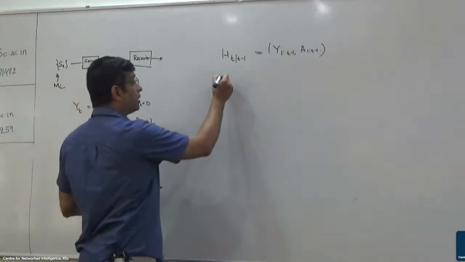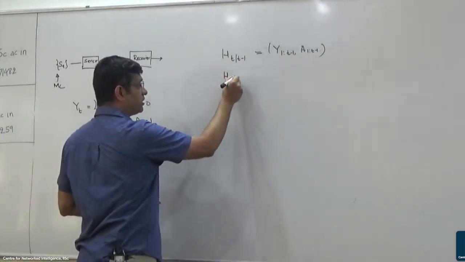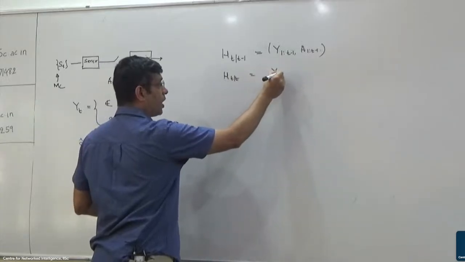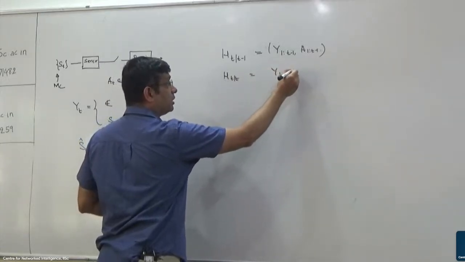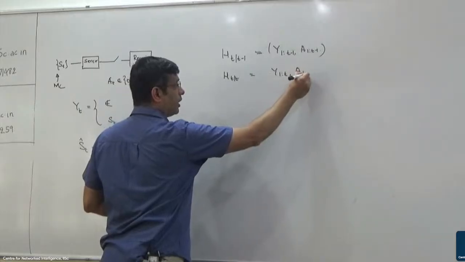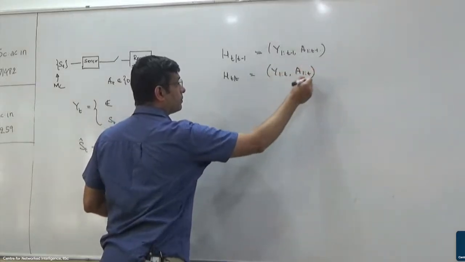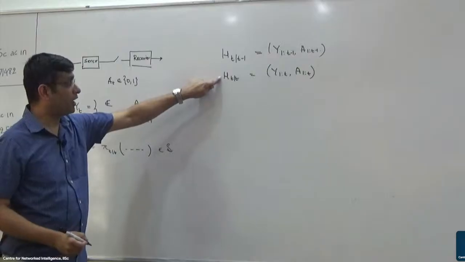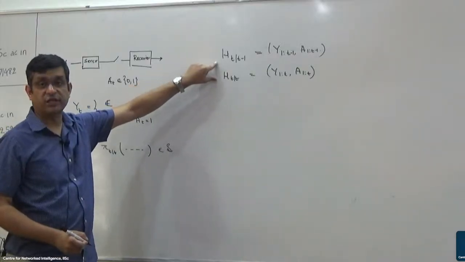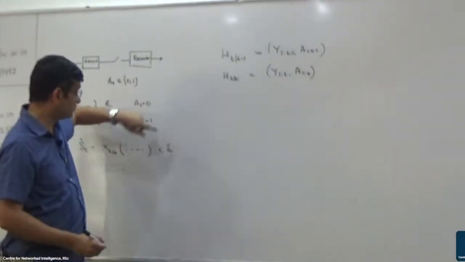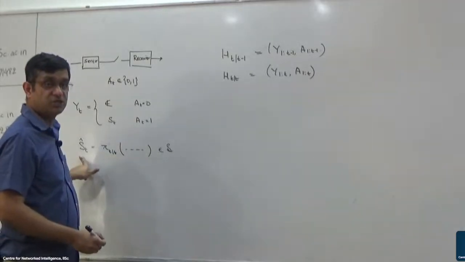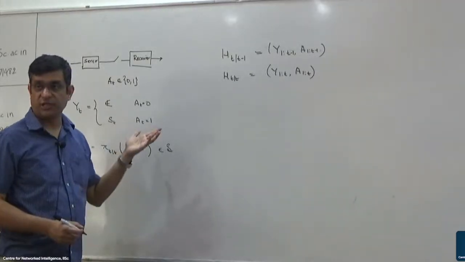And h_t given t is y_1 to t, a_1 to t, right? So clearly going from this to t plus 1, there is nothing that is changing. The only thing that is changing is that an additional estimation decision is taken, but I am not explicitly keeping track of that. Okay.